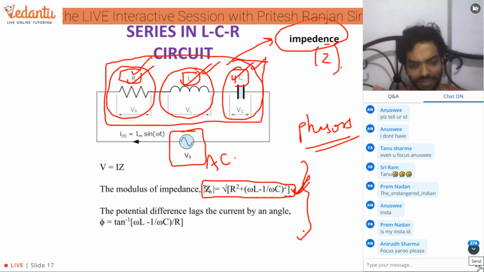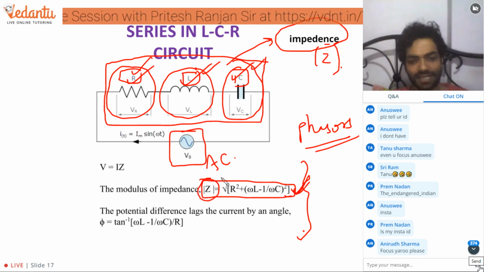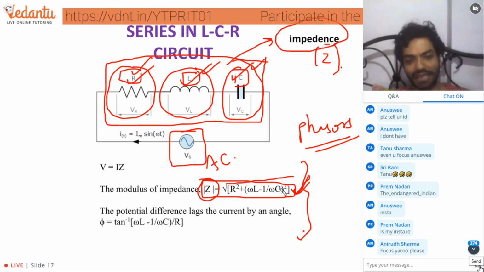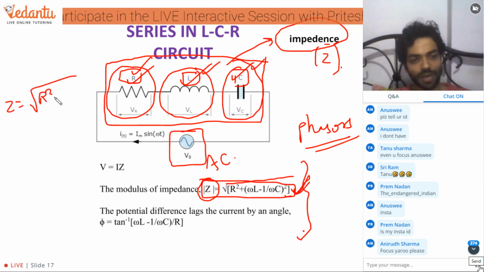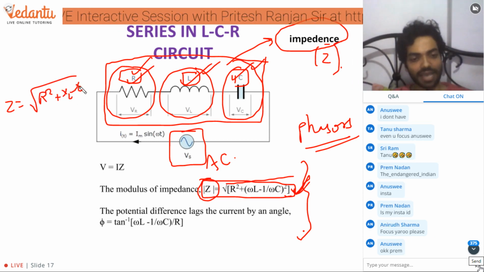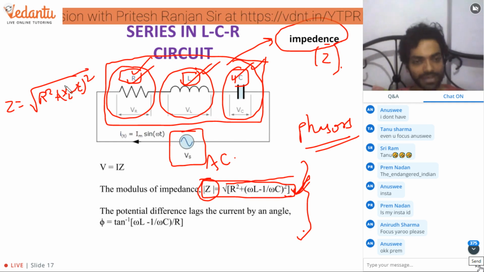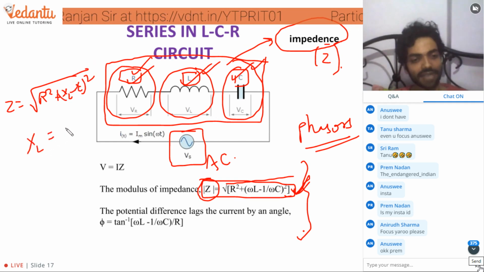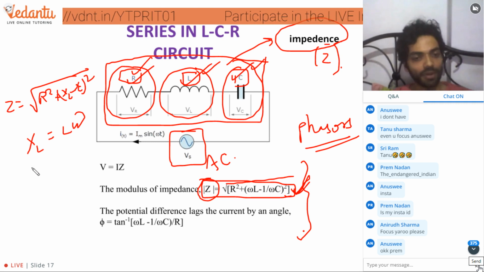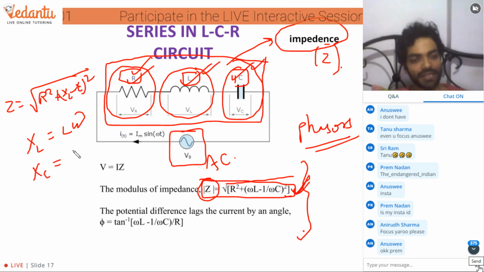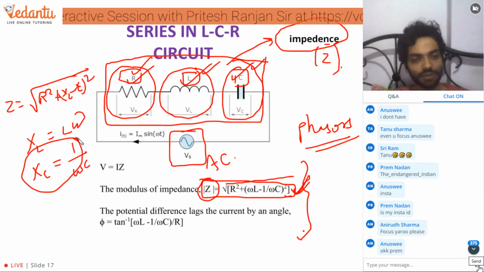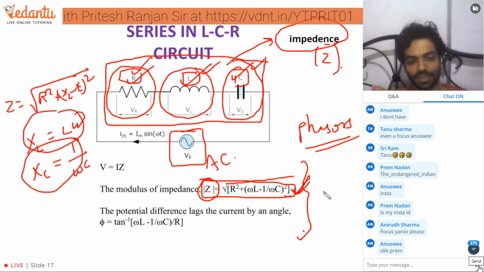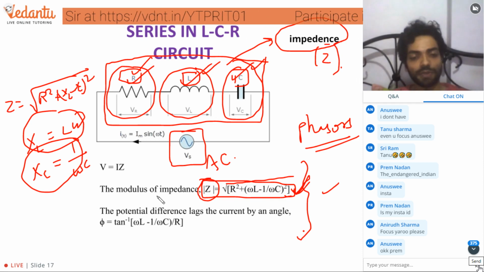All right, just a quick view: impedance is written as the square root of R square plus XL minus XC whole square. So what is impedance? In basic terms, root over R square plus XL minus XC whole square. So XL is what, guys? The inductive reactance, that is L omega. What is XC, guys? It is the capacitive reactance, that is 1 by omega C. So I have put these values of XL and XC in the equation, and I have got the value of impedance.